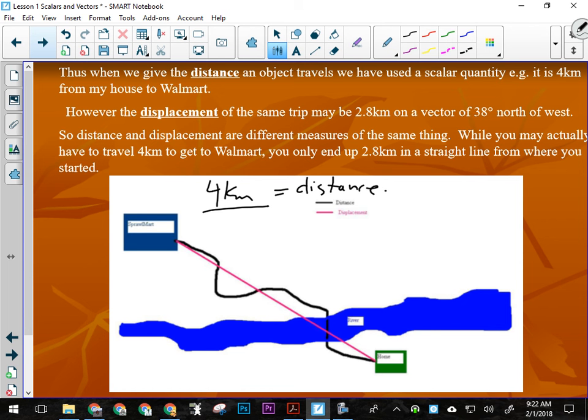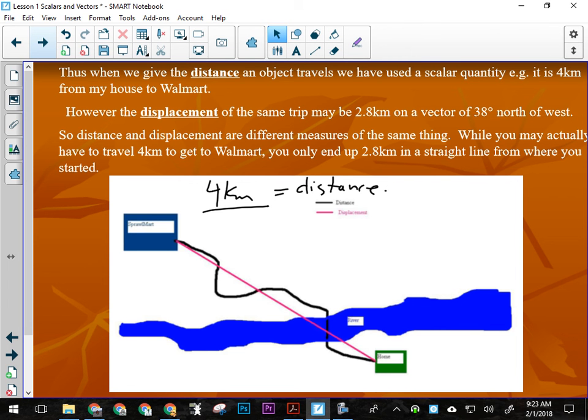It's a scalar quantity. It can't give direction because I went a whole bunch of directions along that path. Sometimes I went a little bit west, and sometimes I went straight north, and sometimes I went northwest, and whatever. There were a whole bunch of different directions, but my total distance traveled was 4 kilometers. The purple line represents our displacement, and it's probably going to be less than that.